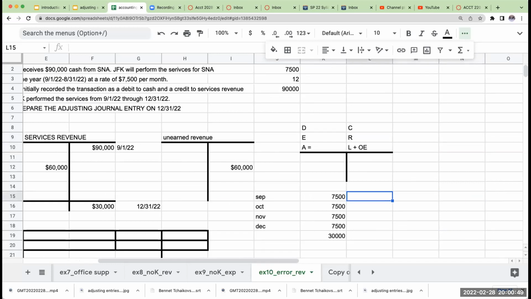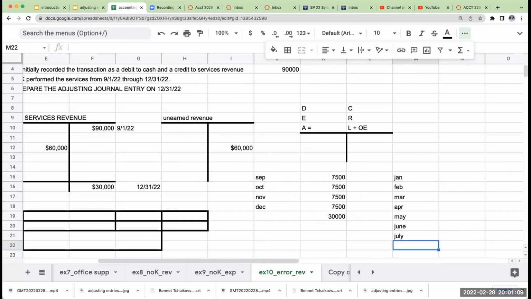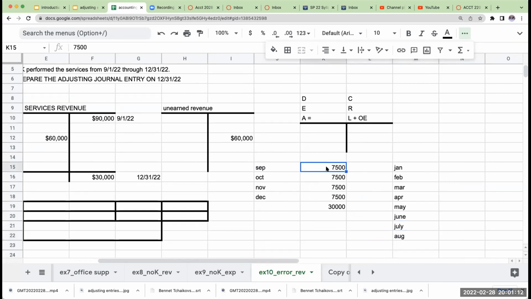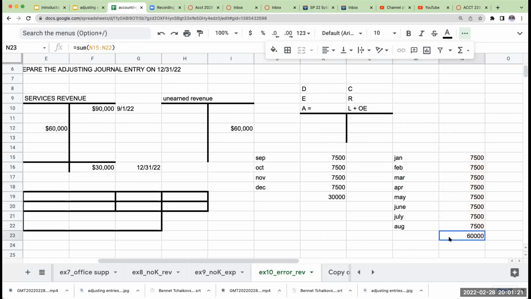Now, we know that this number is good because it reflects what we've done during the year. But is the $60,000 good as well? Well, over here, we're going to be performing services for the next 8 months. So over here, it's going to be January, February, March, April, May, June, July, and then August. We're going to be charging them $7,500 a month for each of these months, or a total of $60,000. So the unearned revenue that we just booked reflects our future obligation. So we know that we've done this question correctly.